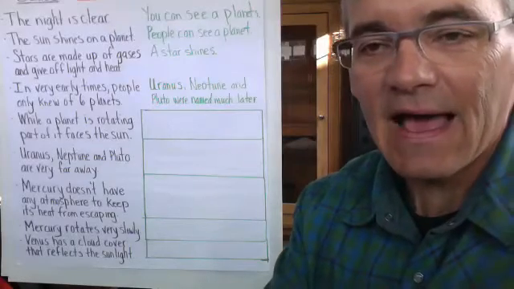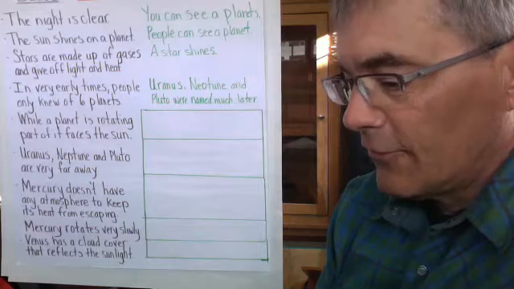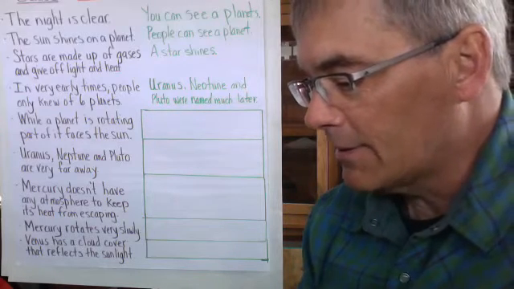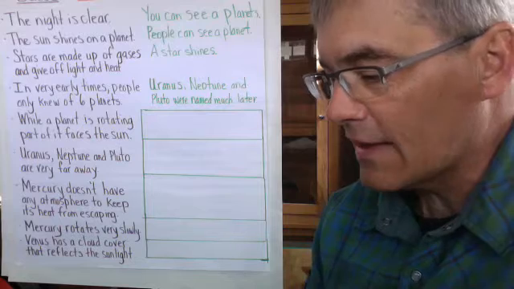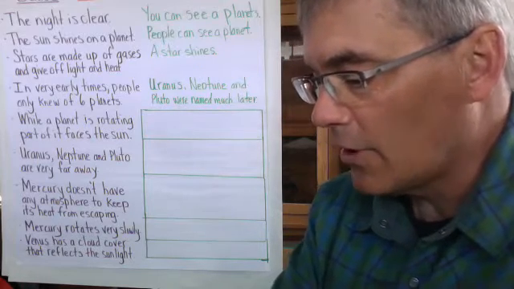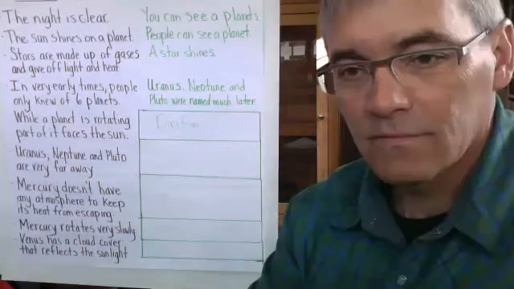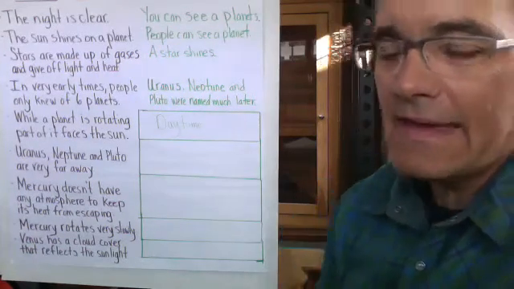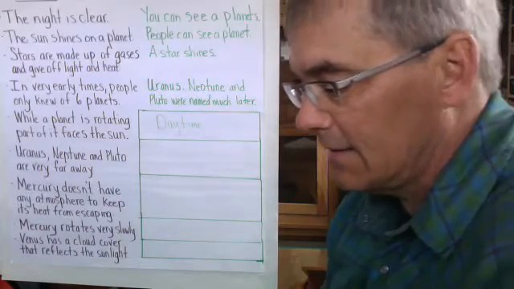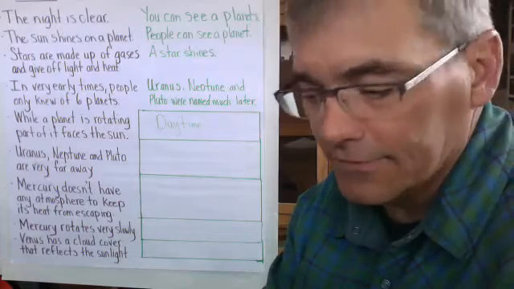Now you'll notice that I have 5 blank effects here. And the first one is, while a planet is rotating, part of it faces the sun. So what is the effect of a planet rotating and then part of it faces the sun? And as you probably figured out, it's daytime while the planet's rotating and part of it faces the sun. We have the effect of daytime, wherever that is.